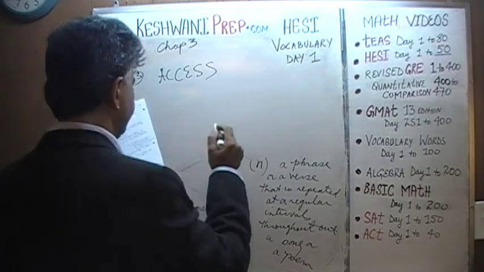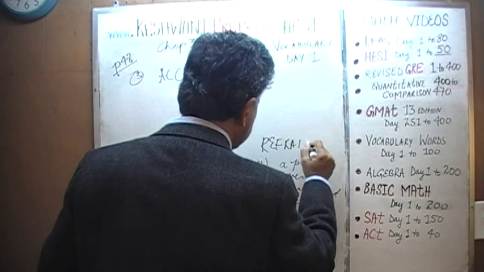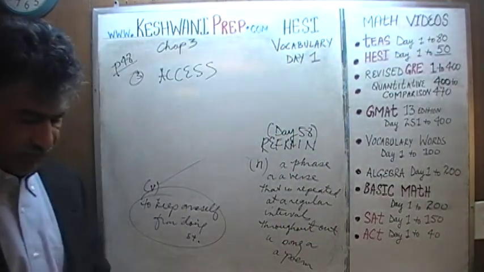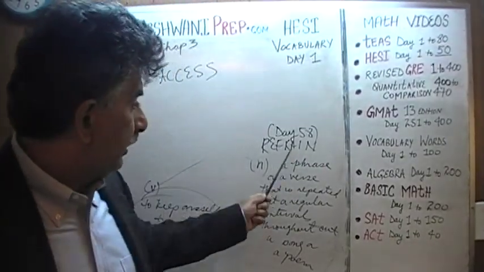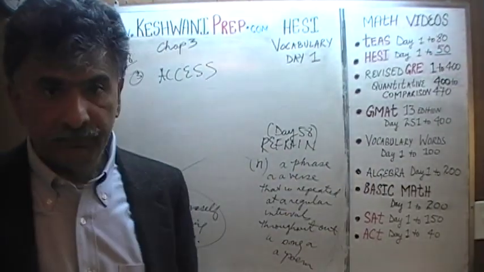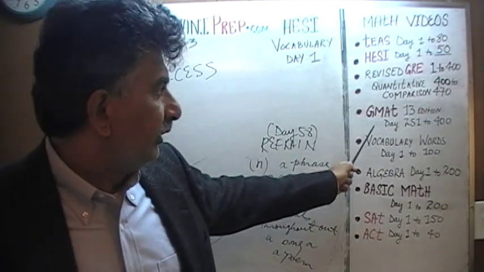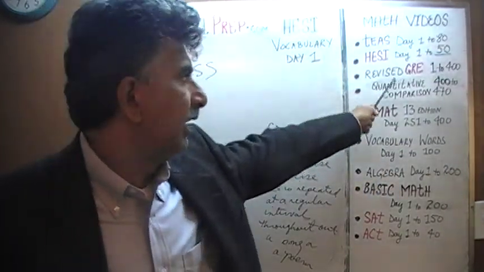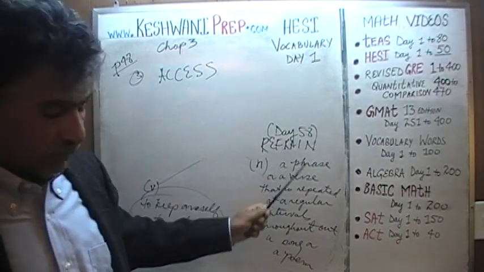Access. By the way, this word refrain that we just learned is something that we had already learned in our regular vocabulary series on day number 58. If you just type in vocabulary words, it doesn't matter which exam you're preparing for, whether TEAS or HESI or GMAT or GRE or SAT, just type in GRE vocabulary word or HESI vocabulary word on day 58 and you will find the video where we learned the words.